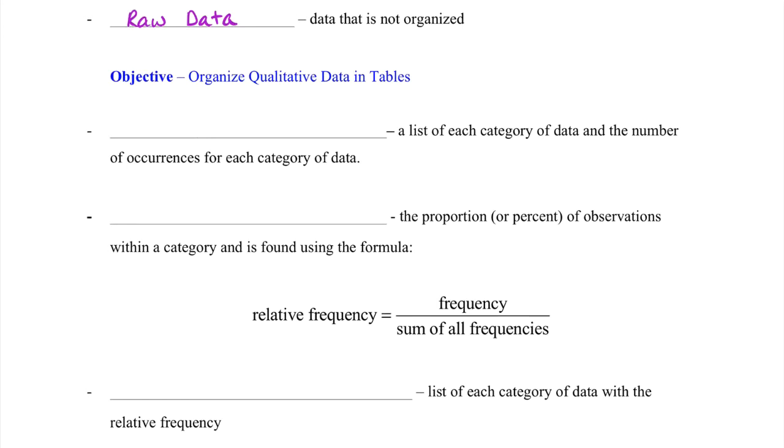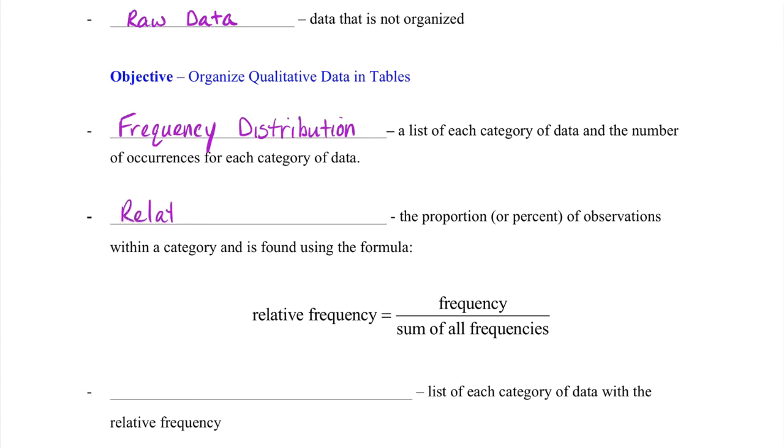Now going on to our objective, we're asked to organize qualitative data in tables, which does have us presenting some more vocabulary first. The first vocabulary word we have would be frequency distribution, which would be a list of each category of data and the number of occurrences for each category of data. Now there's an emphasis here on the number of occurrences with what's coming later.